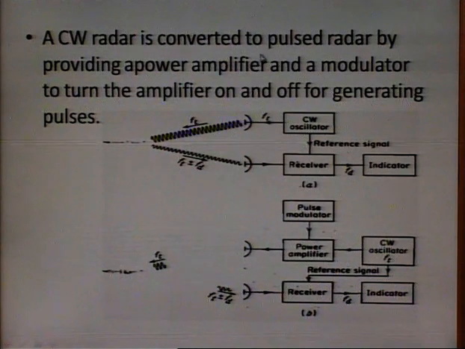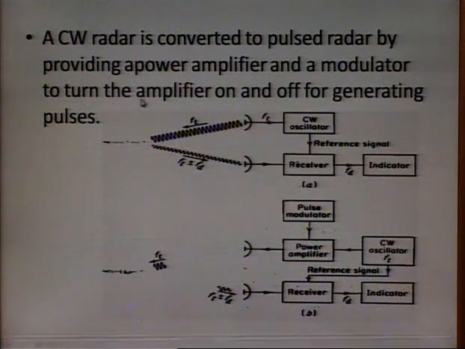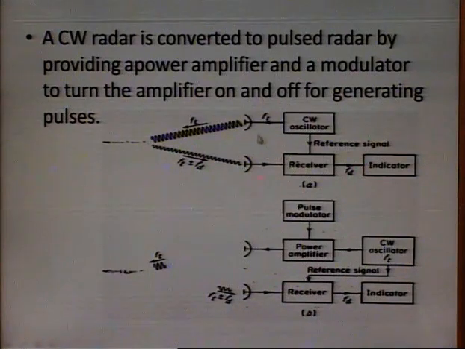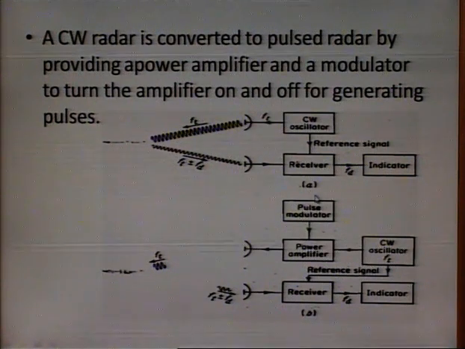A continuous wave radar is converted to a pulse radar by providing a power amplifier and a modulator to turn the amplifier on and off for generating the pulse. So, what is MTI? It is an advanced version of CW. Here is the CW oscillator, the receiver and the indicator. As I told you earlier, in CW radar we use two antennas as compared to a single antenna. Here, by adding a pulse modulator and a power amplifier, CW radar can be converted into MTI radar.